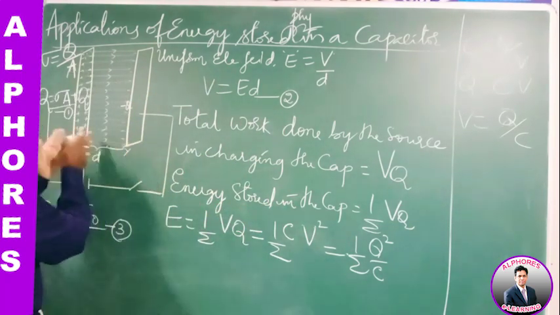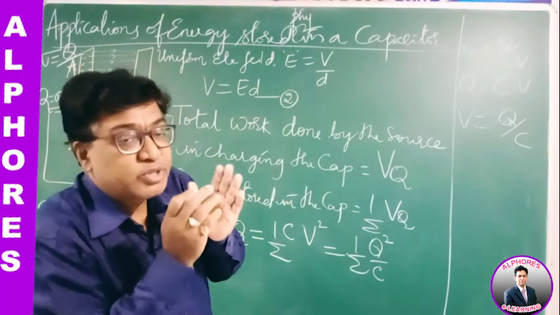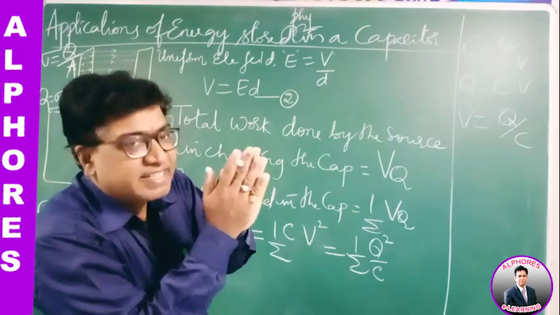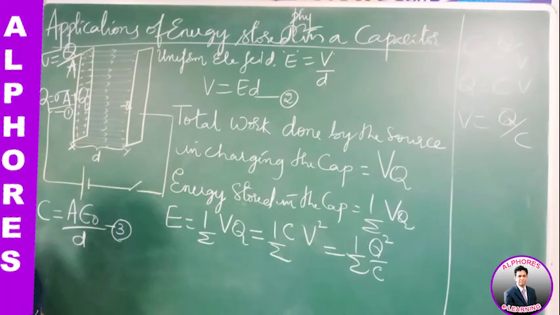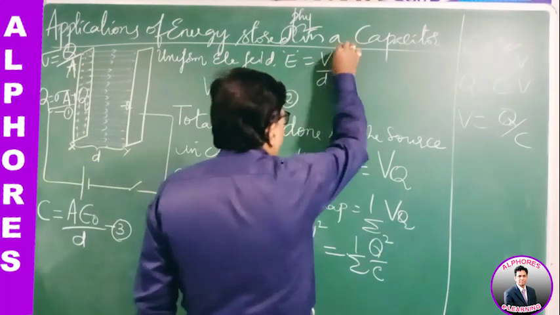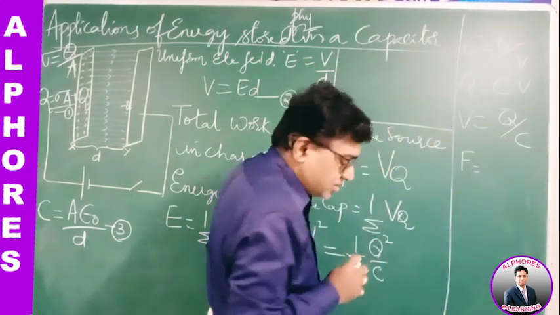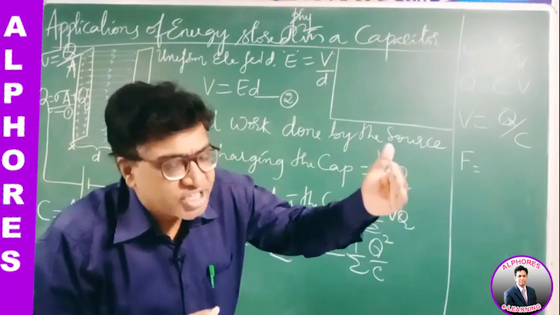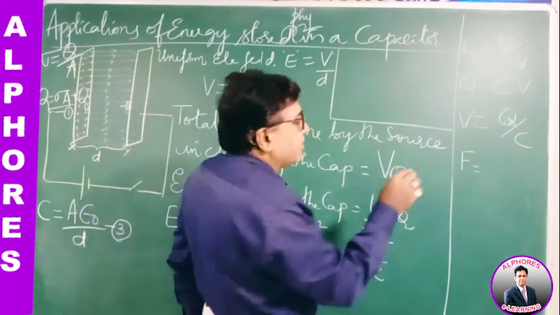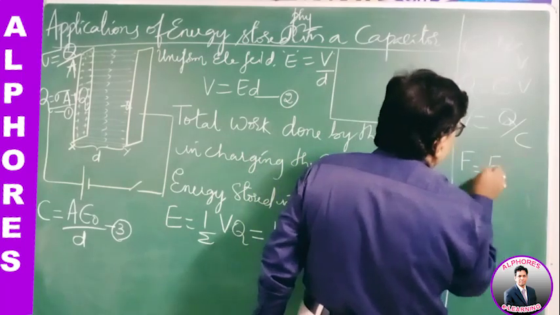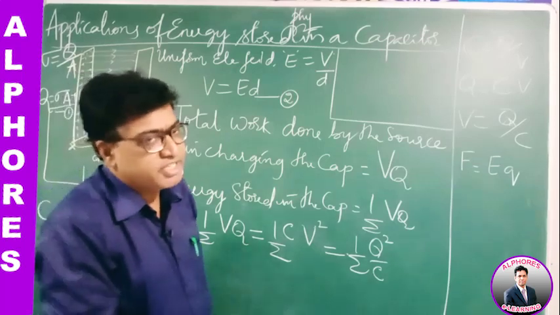Sometimes he'll ask you what is the force of attraction between the plates of the capacitor. This is a previous entrance question. He asked, with what force do the plates get attracted? This is positive, negative, correct? So they get attracted. What is the force of attraction? We have learned in the earlier chapter, suppose in an electric field E there is a charge Q. I place a charge Q in that field, the force experienced is F equals EQ. So the force is E into Q.